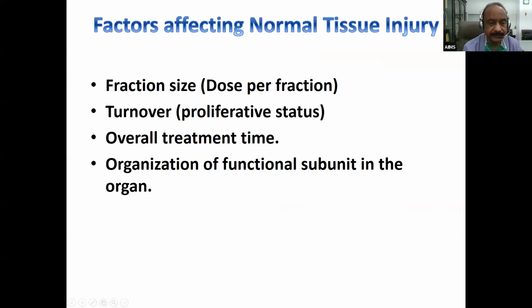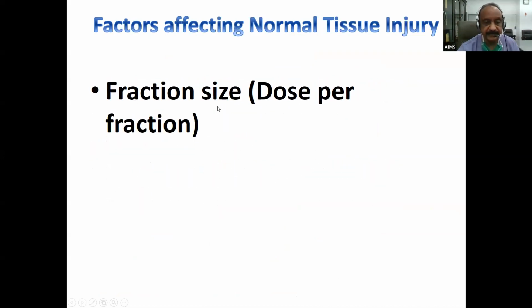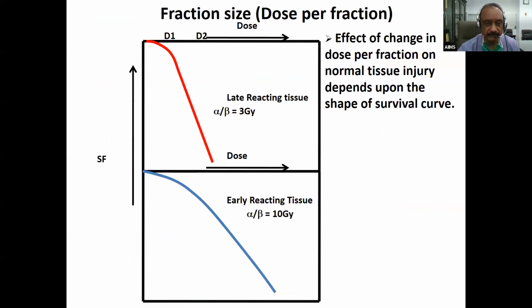Now, these are the various factors on which normal tissue injury depends, or by which normal tissue injury will be affected. I will discuss them one by one. So first, let us discuss the fraction size, and how it affects the two types of tissue, that is early reacting tissue and late reacting tissue.